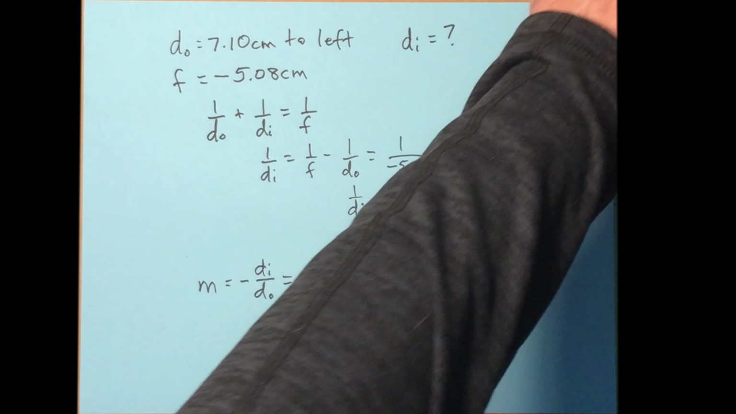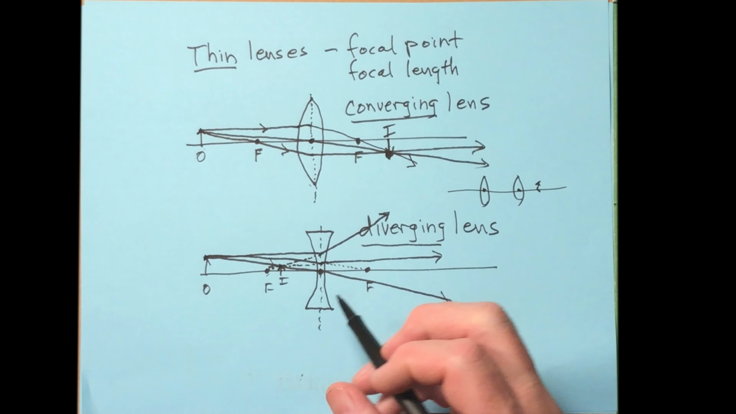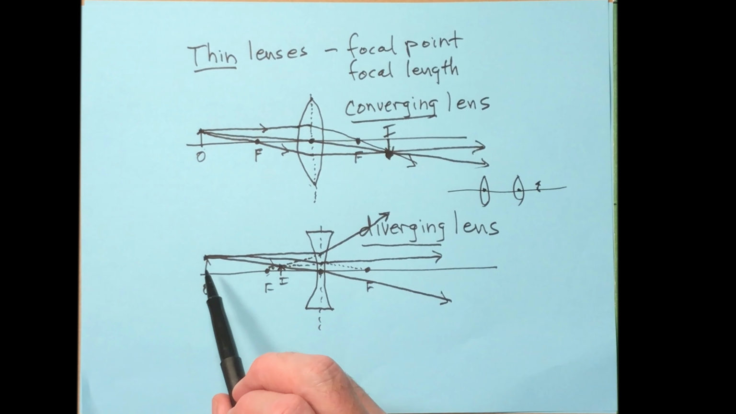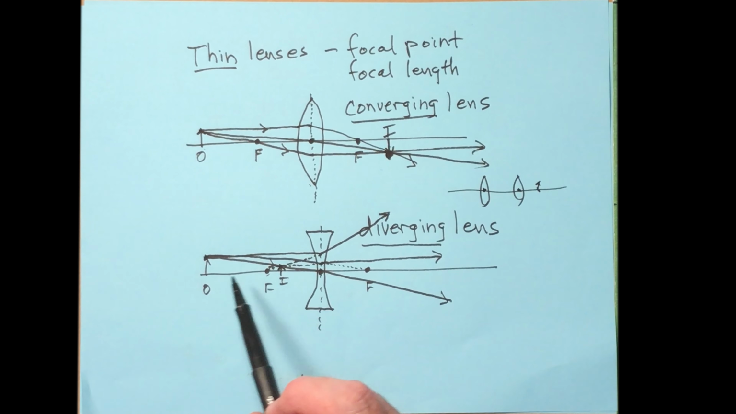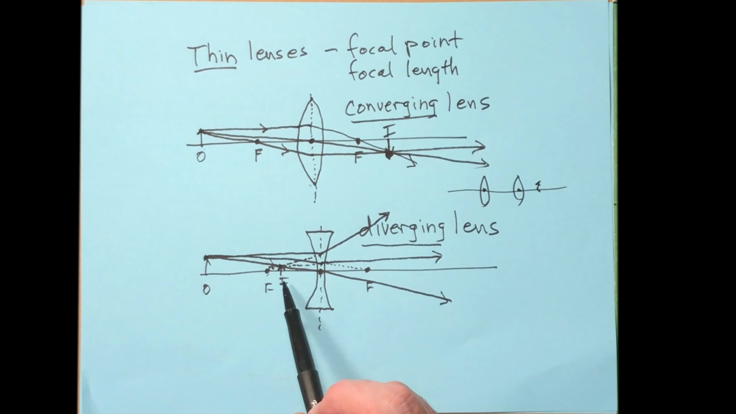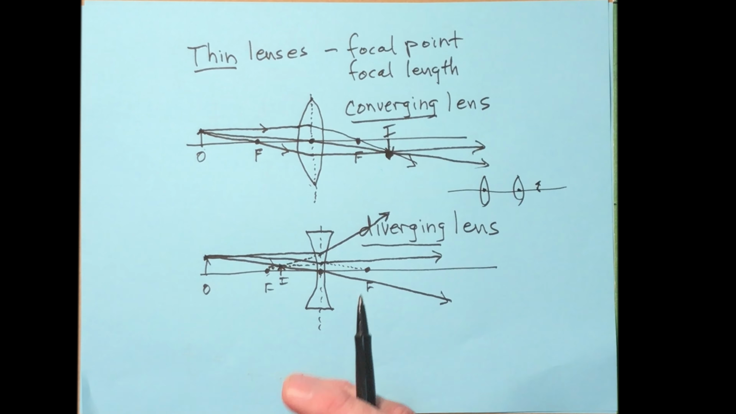So what we have is this case right here. We've got the diverging lens, we've got the object out here, and the image is going to form right there. It's going to be closer to the lens than the object. It's going to be reduced, and it's going to be upright.